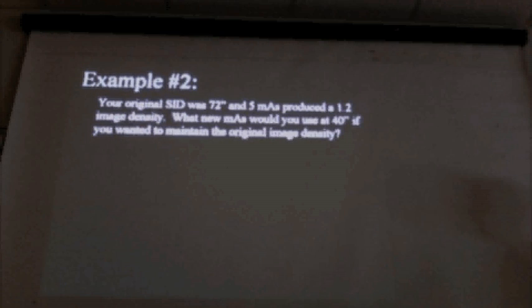Okay, last one. Our original SID was 72 inches and 5 mass, produced a 1.2 density. What new mass would you use at 40 inches if you wanted to maintain the original density?